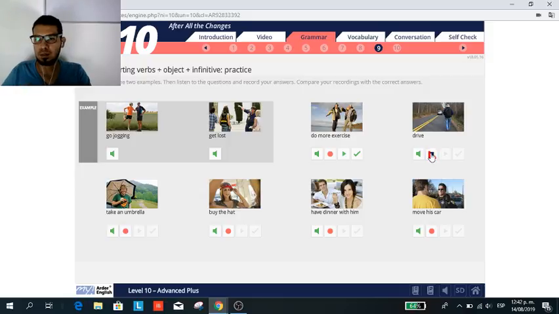He persuaded him not to drive. Let's see. He persuaded him not to drive. Okay, let's see what's correct. His friend persuaded him not to drive. Okay. Oops. He persuaded him not to drive. You see what the mistake I'm making? You gotta be careful so you don't make it.